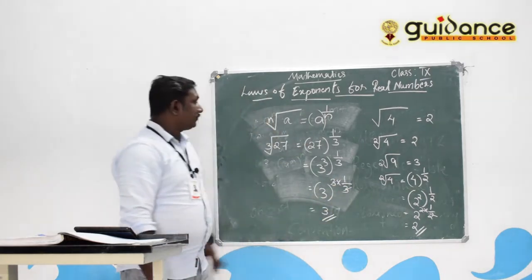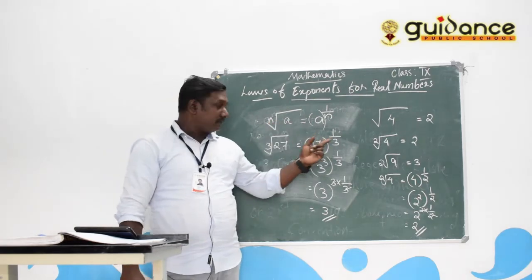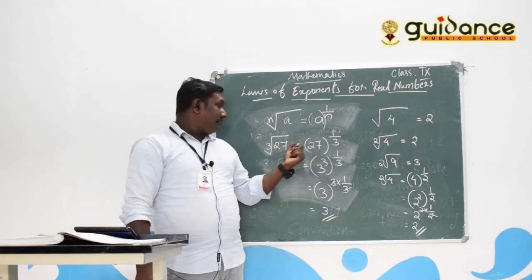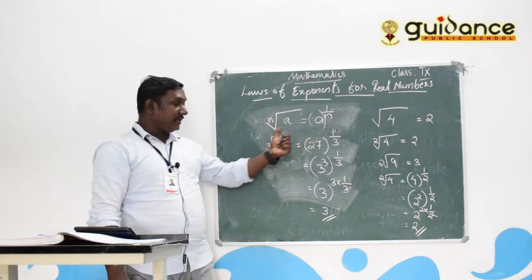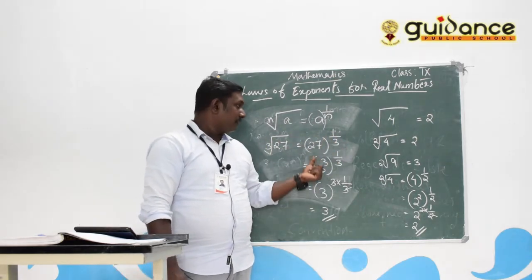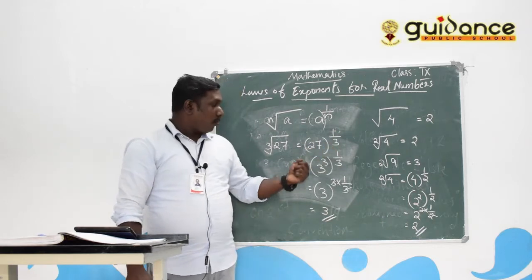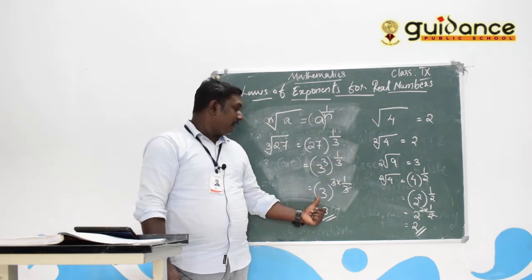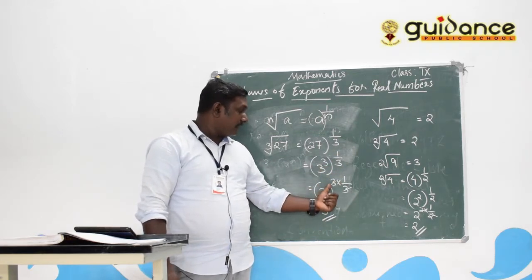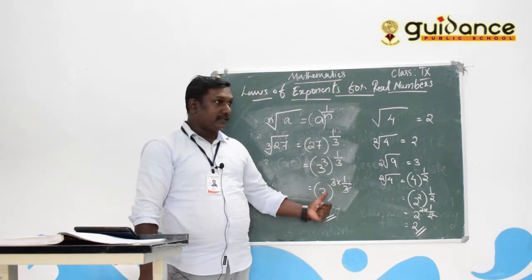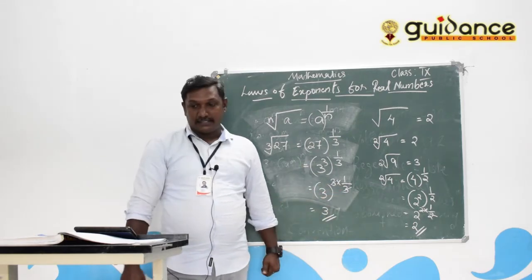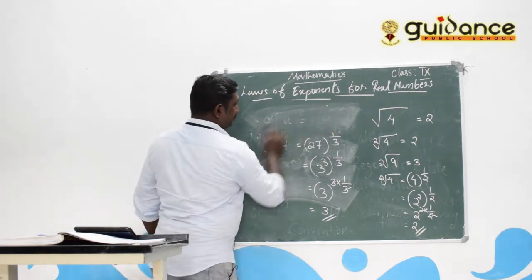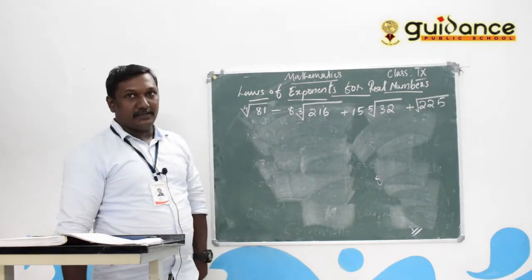Do you understand how to apply this expression? For the cube root of 27, we write what is inside the root in the form of a cube of 3. So 27 all raised to 1 by 3 equals 3 cube all raised to 1 by 3. Then 3 cube is 3 all raised to 3 into 1 by 3, the 3 and 3 cancel, and the answer is 3. So now we can do another example.